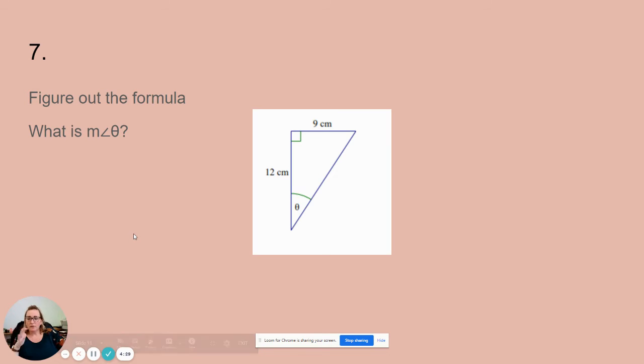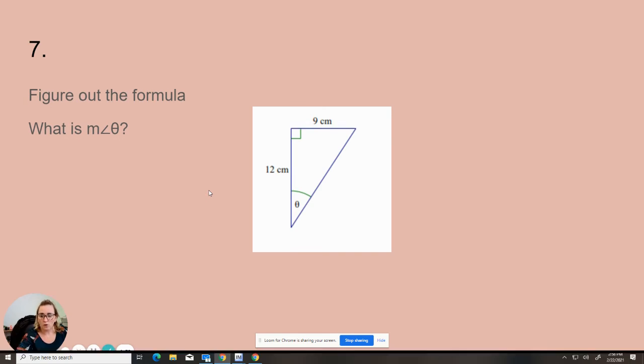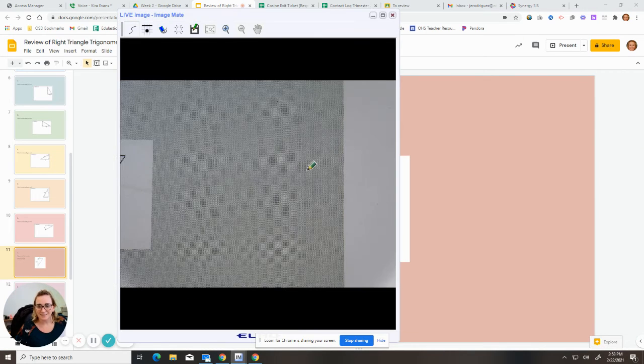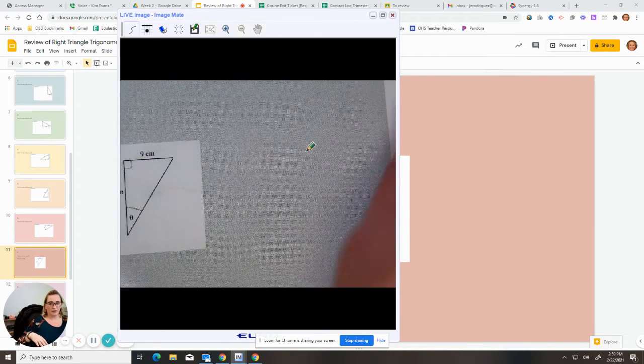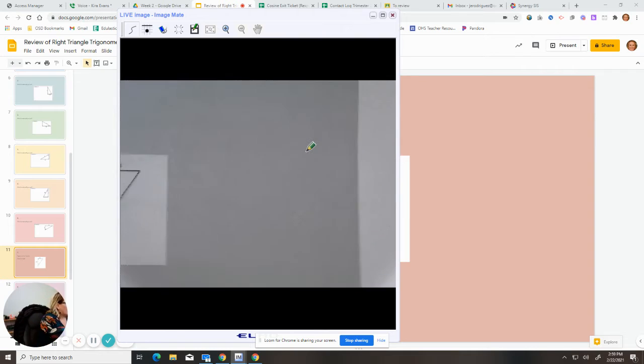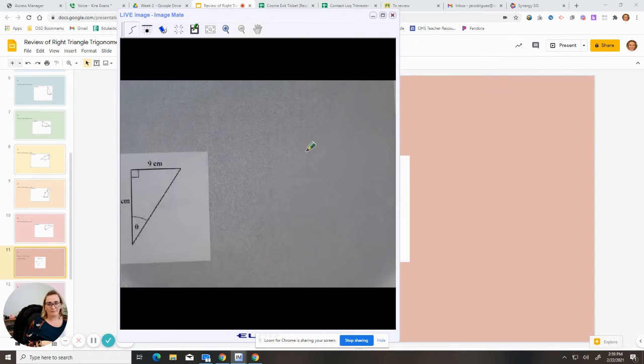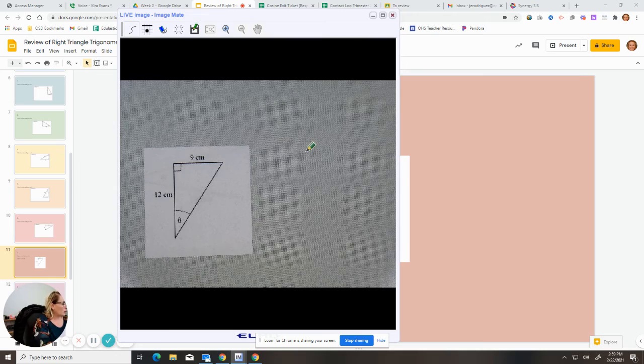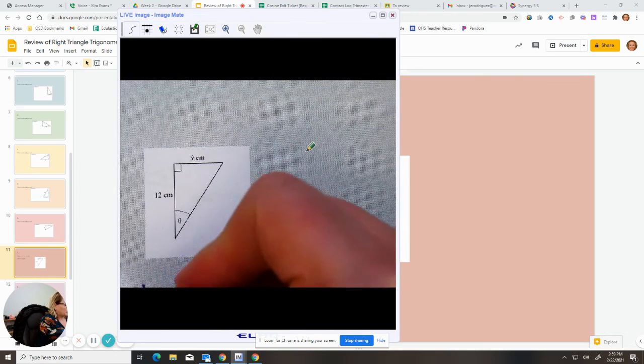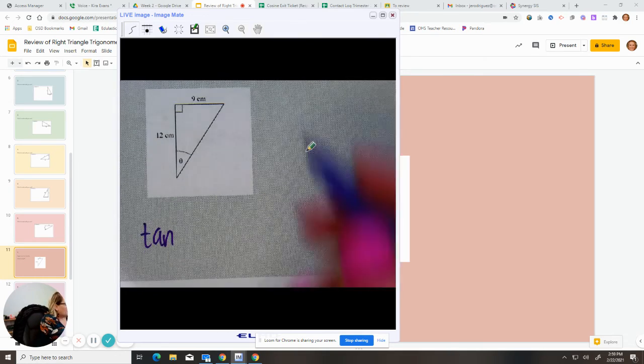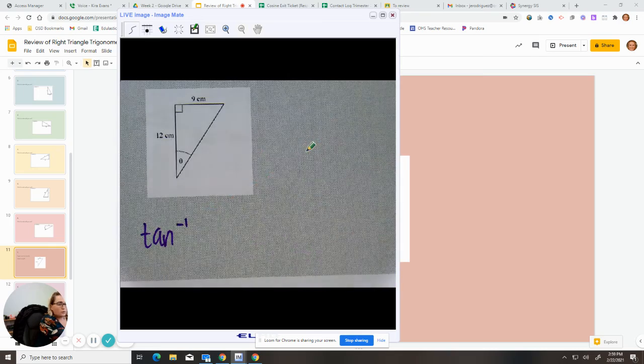All right, so now that we're getting better at being able to identify what we're using, we are not only going to identify, but now we're going to actually go through and solve. So if we pull up this triangle, we should automatically see that we do not have a hypotenuse. So that means we know that we are using the tangent. And because we're solving for an angle, we know that we're using the inverse tangent.